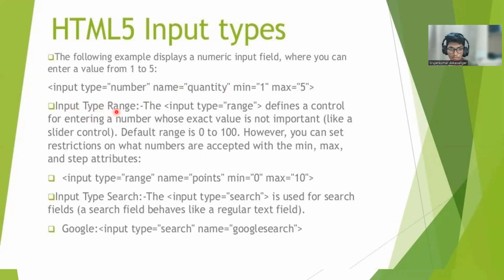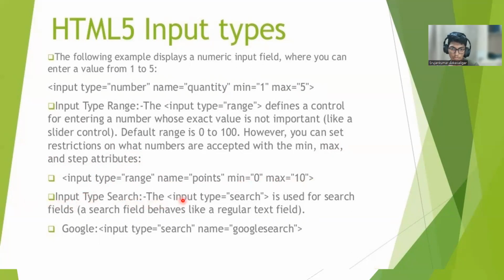Range is another type of input which controls entering a number whose exact value is not important, like a slider control. Default range will be 0 to 100. However, you can set restrictions on what numbers are accepted with minimum and maximum attributes and step attributes. Example, input type will be taken as range and name it as, suppose, points, and minimum will be 0 and max will be 10.